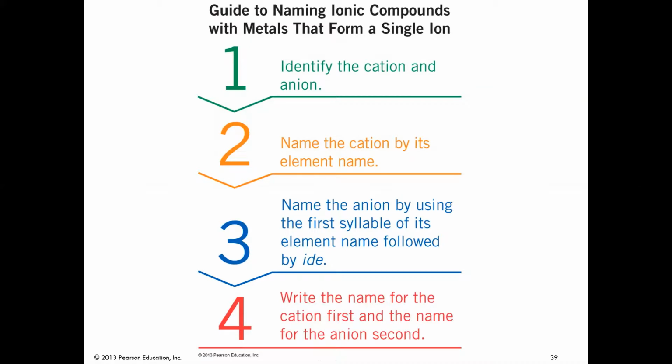So our guide to naming our ionic compounds: we have to first think of what is the cation and what is the anion. Then we name the cation, or the metal, first by its element's name. Then we name the anion, or the nonmetal, by the first syllable of its element name, followed by "ide."